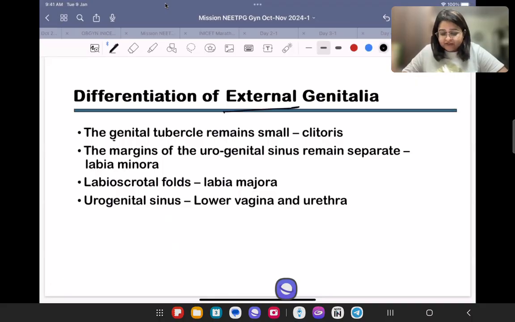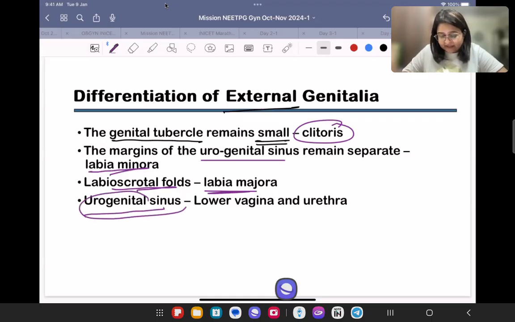In the external genitalia, the genital tubercle remains small. This forms the clitoris. The margins of the urogenital sinus form the labia minora. The labioscrotal folds form the labia majora. And the main urogenital sinus forms the lower vagina and the urethra. Okay?